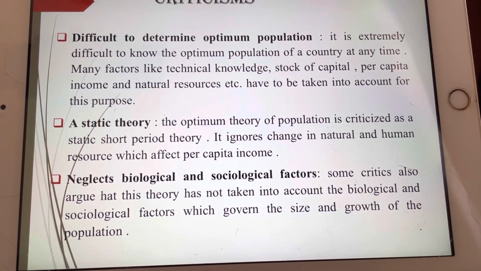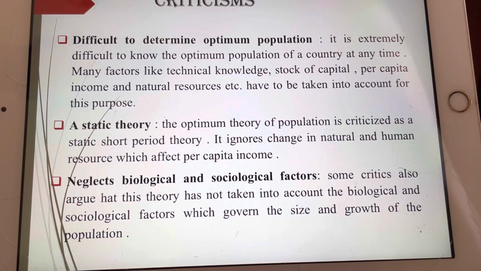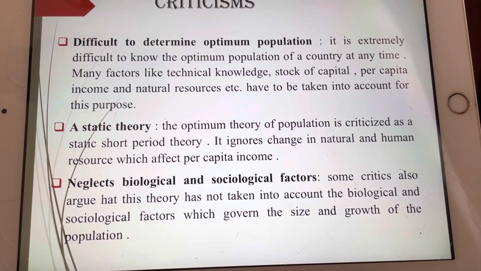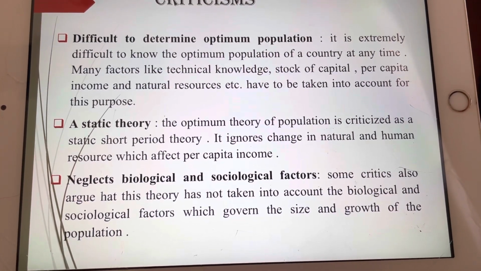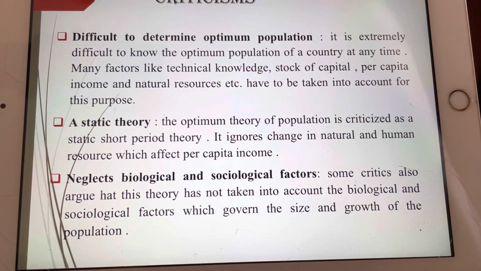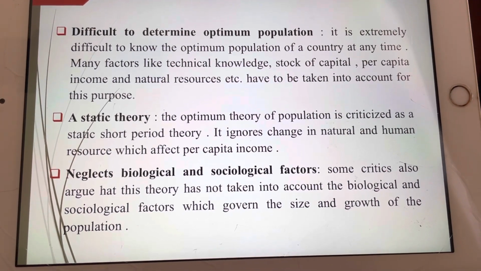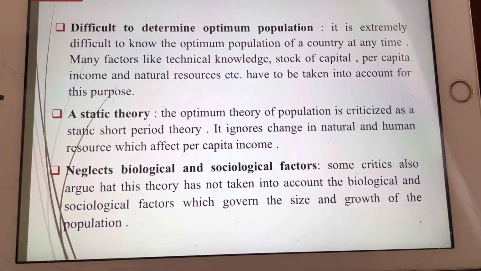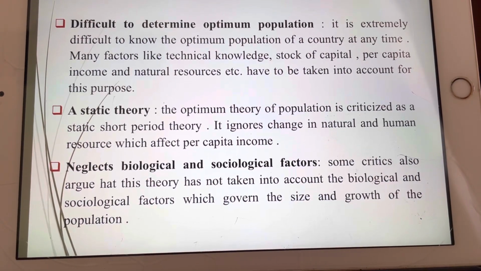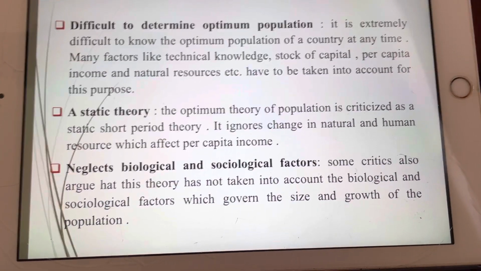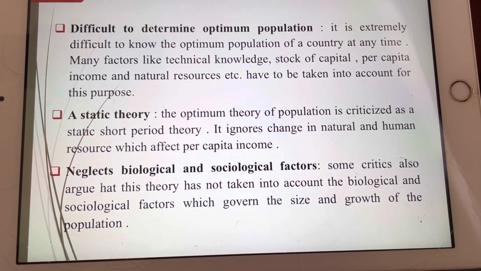So we can say this is the optimum size of population, because it ignores change in natural and human resources which affect per capita income. Human resources, the educational level of people, are increasing, and health facilities in the country are increasing. So both the natural and the human resources are contributing to increasing the efficiency in the country, and whenever the efficiency increases, it will certainly affect per capita income.